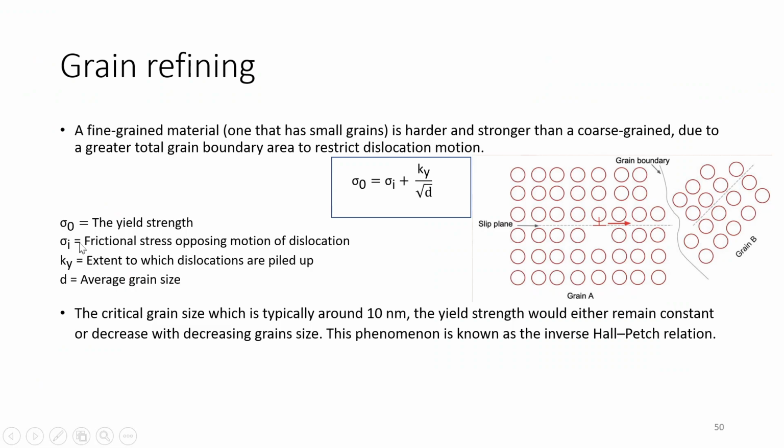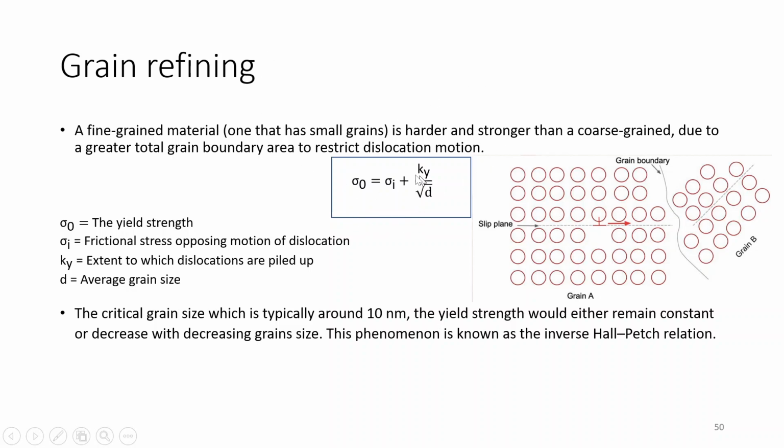Here sigma i depends on the type of crystal structure, so FCC, BCC and other factors. Ky depends on the amount of rolling or other plastic deformation that you have provided to the material. D is your average grain size. So in grain refinement, as the grain size of the material decreases, the strength of the material will increase. Below a critical grain size, which is typically around 10 nanometers, the yield strength would either remain constant or decrease with decreasing grain size, and this phenomenon is known as the inverse Hall-Petch relation.